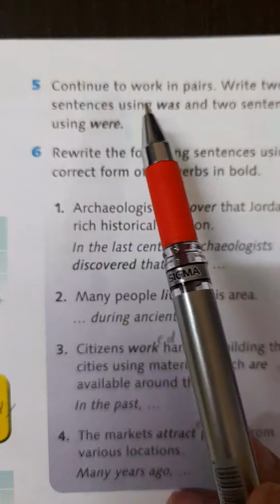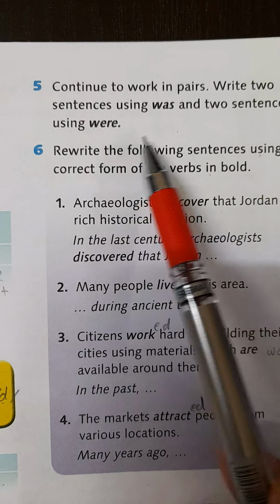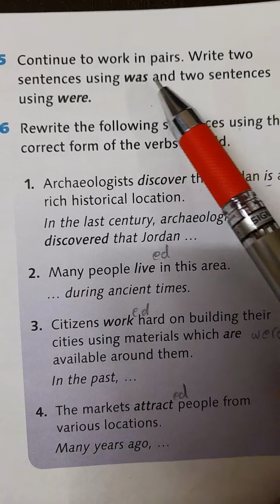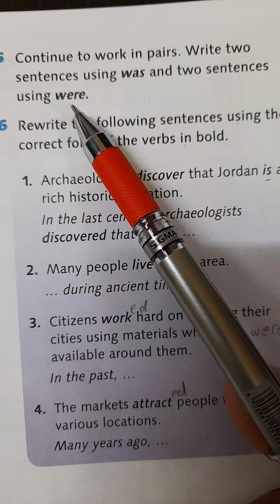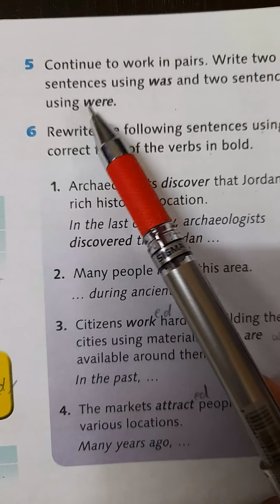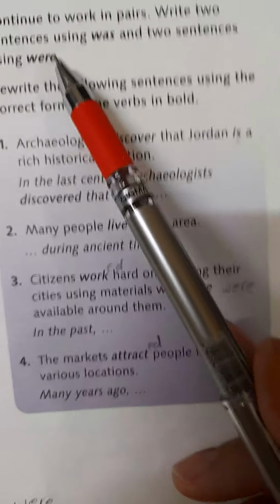Now look at exercise 5. Continue to work in pairs. Write 2 sentences using was and 2 sentences using were, and this is your homework. Okay, number 5, your homework.